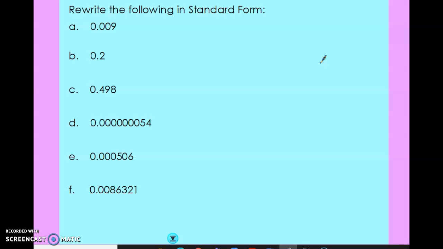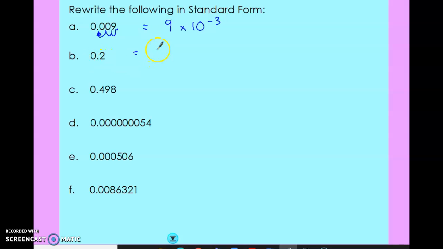You're still looking for what your starting number is. You're still looking for how many spaces you've moved that decimal point. So in this first one, if you've got 0.009, my number that I've got between 1 and 10 there is 9. So I have moved my decimal point from here to here. So I have moved it back 1, 2, 3 spaces. So I get 9 times 10 to the power of negative 3.